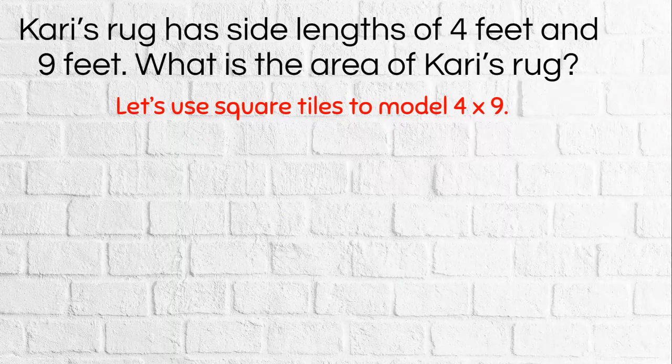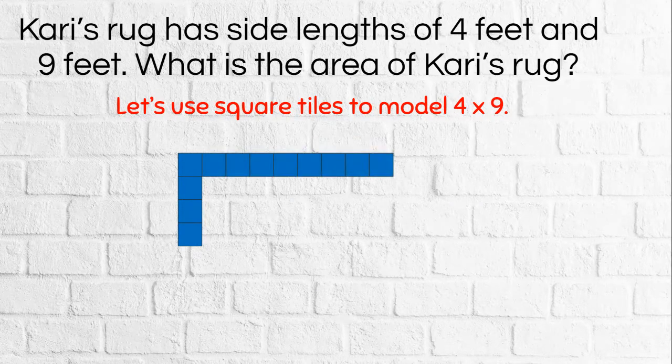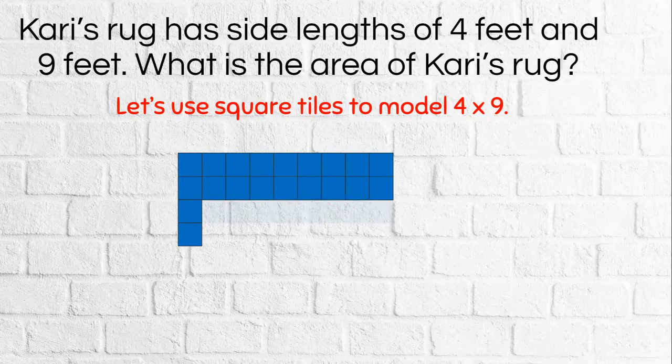Here's another one. Carrie's rug has a side length of 4 feet and 9 feet. What is the area of Carrie's rug? Let's use square tiles to model 4 times 9. There's 1 unit. Let's make it 4. So I have my length of 4, now I need my width of 9. There we go. Let's fill in the space, the inside.